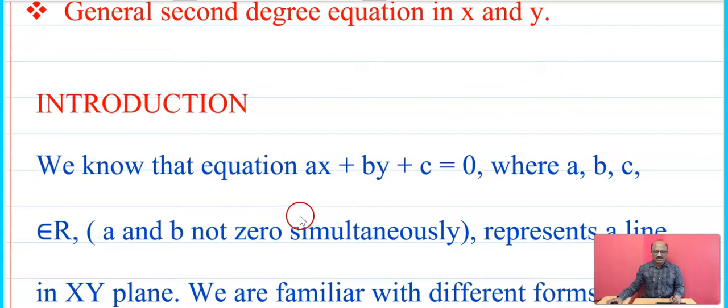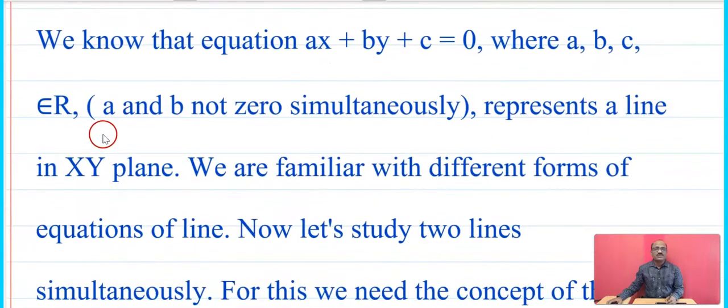Now the introduction. We know that equation ax plus by plus c is equal to 0, where a, b, c belong to the set of real numbers, and a and b are not simultaneously 0. If both are 0, then it will not be a line. It represents a line in the xy plane. We are familiar with different forms of equation of a line from 11th standard.